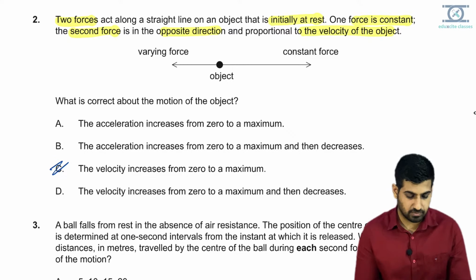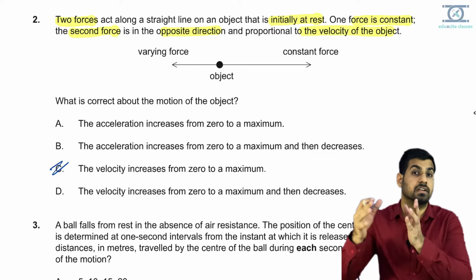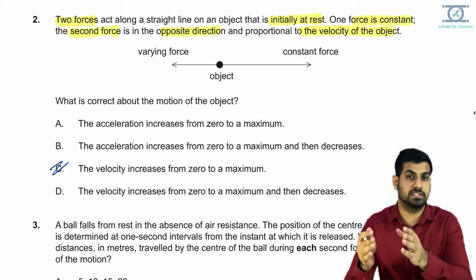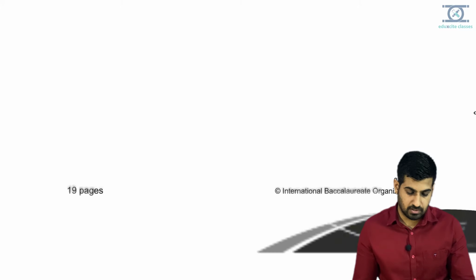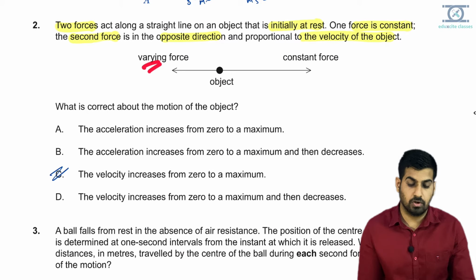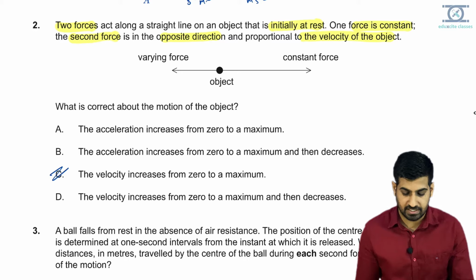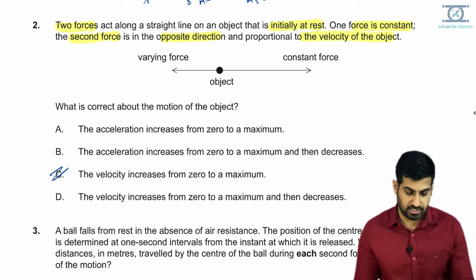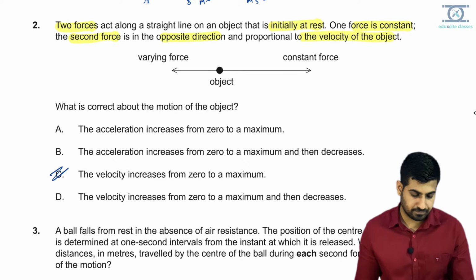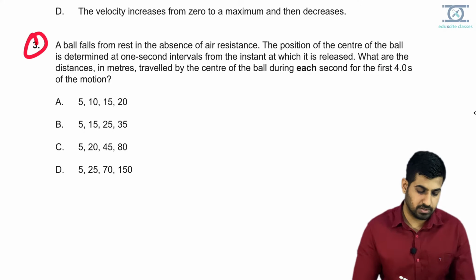You can check for D, the velocity increases from 0 to maximum and then decreases. There is no chance of decreasing the velocity, because once it achieves the terminal velocity, the constant force will be equal to your varying force. So in that case that velocity will be terminal velocity and then it will not decrease. Now the question number 3.